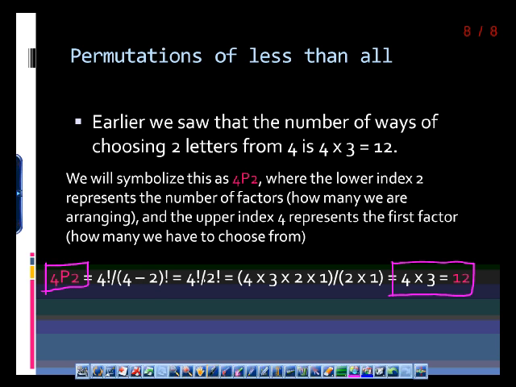When I write that out, 4 factorial over 2 factorial, what happens to my denominator? It cancels. This 2 cancels with this 2. This 1 cancels with this 1. So what's all that's left? 4 times 3, which is how we get to that number right there.